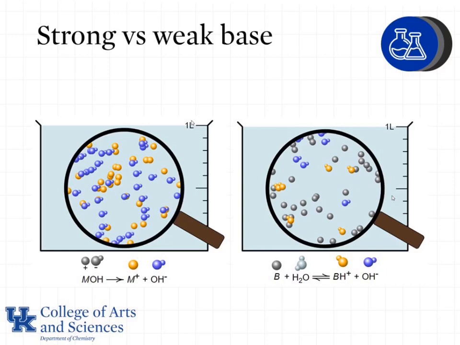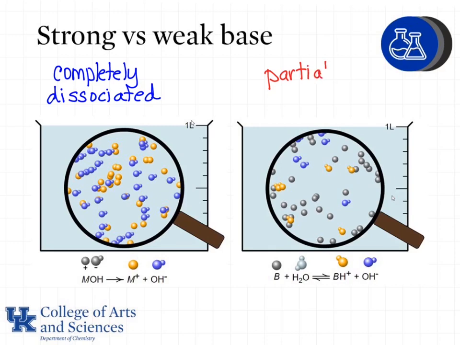When we compare solutions of strong and weak bases at the molecular level, we see that the strong base has completely dissociated, and so we no longer have MOH, but we have M+ and OH- ions present. In a weak base, we see partial dissociation. While we see some BH+ and OH- ions forming, we also see the original base still present.